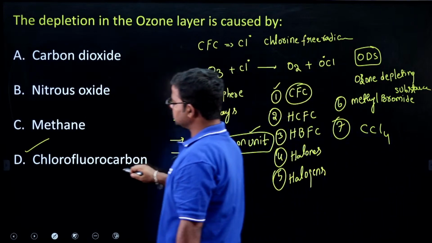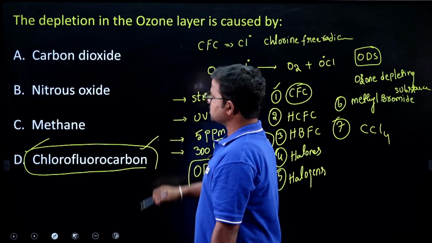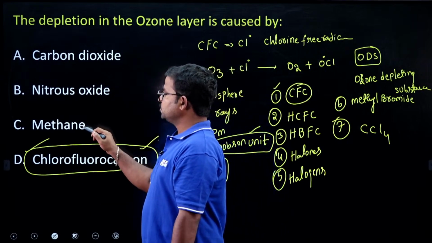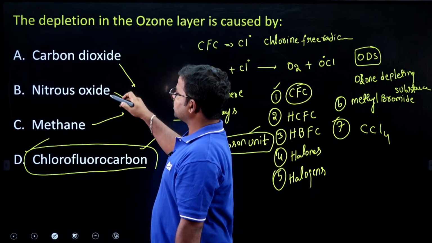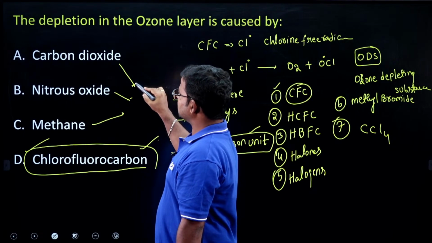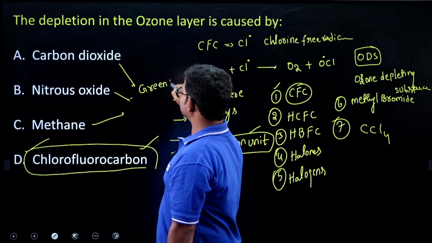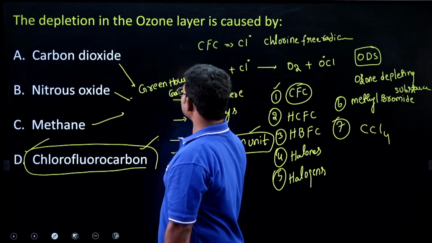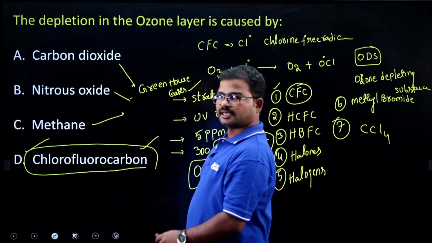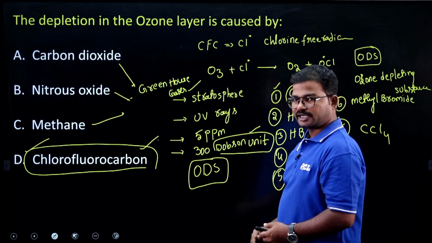So this is the final concept about ozone depletion. Here the right answer is chlorine. What about methane? Methane, nitrous oxide and carbon dioxide are considered greenhouse gases. So this is the concept about the remaining options.